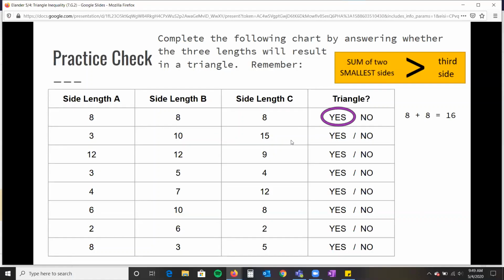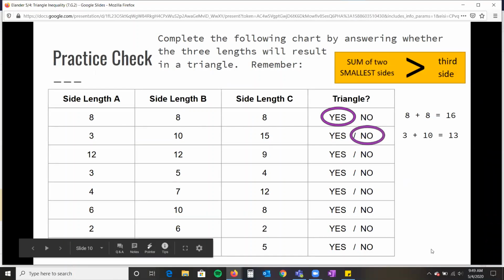Okay, what about this next one? The two lowest numbers on this one are 3 and 10, right? 3 and 10 makes 13. 13 is not greater than 15, is it? So that one's going to be no, right? What about this next one here? What did you guys get for number 3?